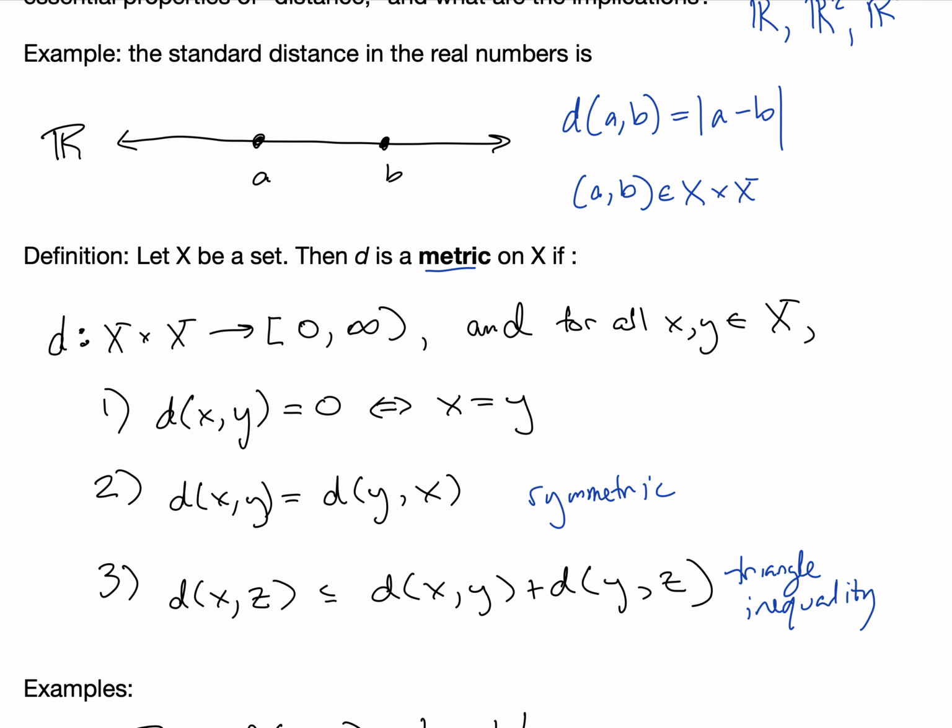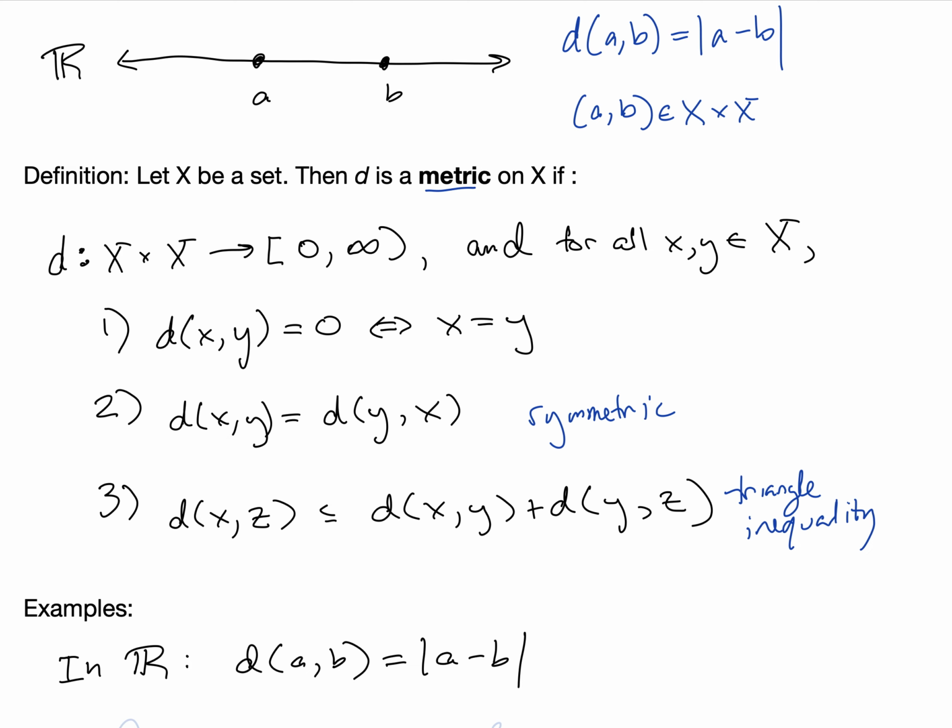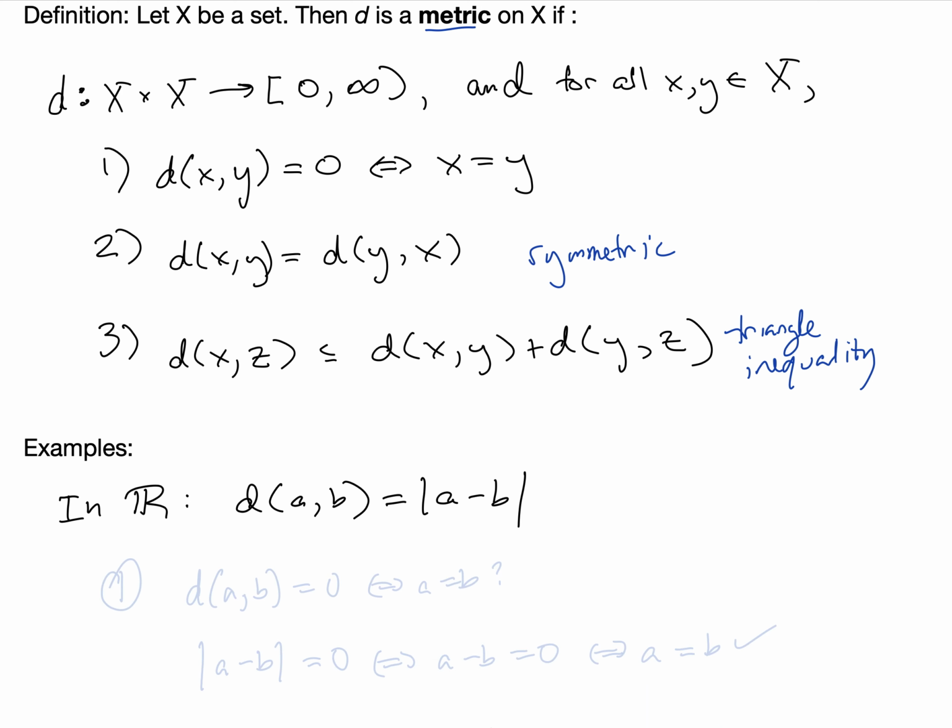So here is an example. Our example that we started with, just the distance between 2 points on the real line. Let's verify quickly that that satisfies those properties above. So 1, is it true that the distance between A and B is equal to 0 if and only if A and B are equal to each other? Let's show that that's the case. The absolute value of A minus B is equal to 0 if and only if A minus B without absolute values is equal to 0, and that's true if and only if A is equal to B, just by adding B to the other side. So good, we verified 1.